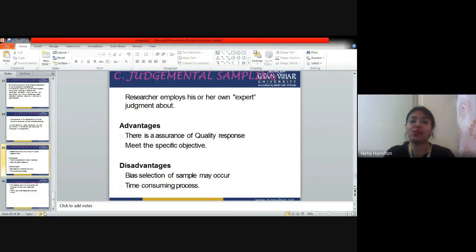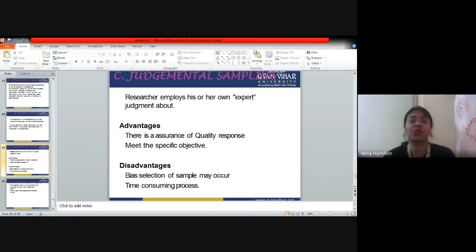Next is called judgmental sampling. Now, what is judgmental sampling? The researcher employs his or her expert judgment, right? So it is your judgment on what kind of sampling technique you use. Maybe you devise a new method of sampling in which you are covering a large number of individuals, right? So in judgmental sampling, basically, the researcher employs his or her own expert judgment about a particular sampling technique.